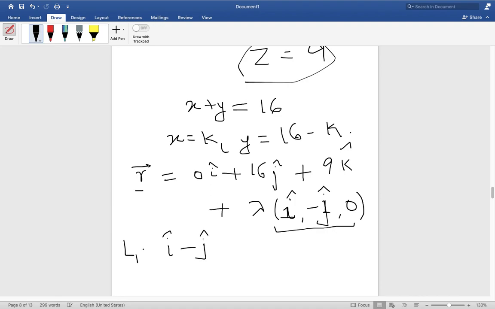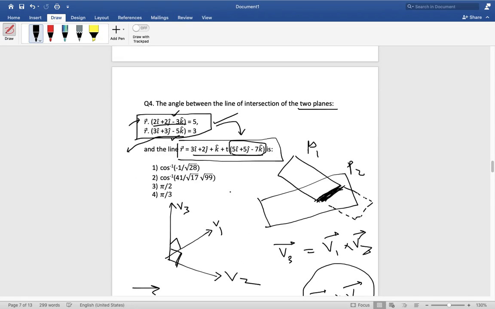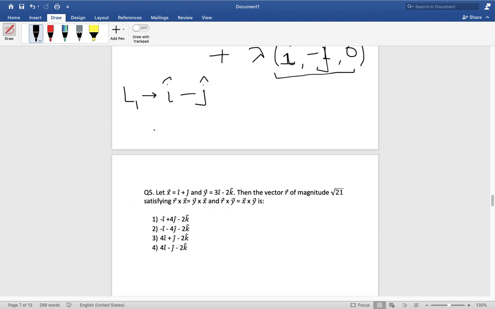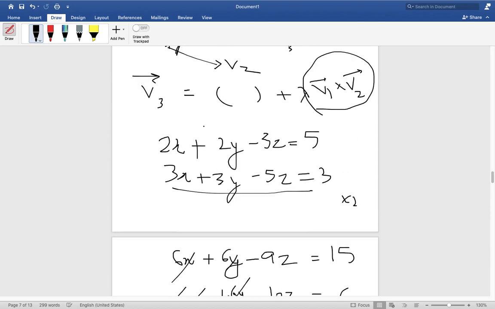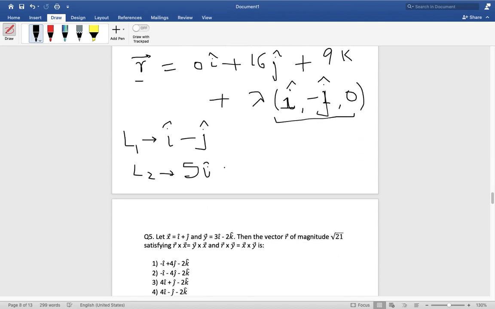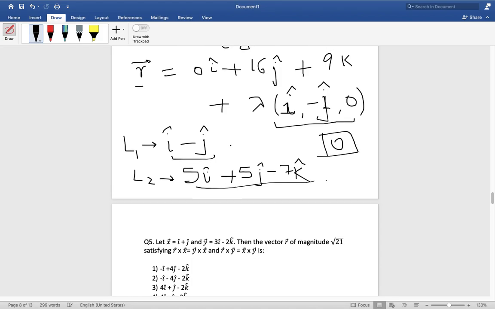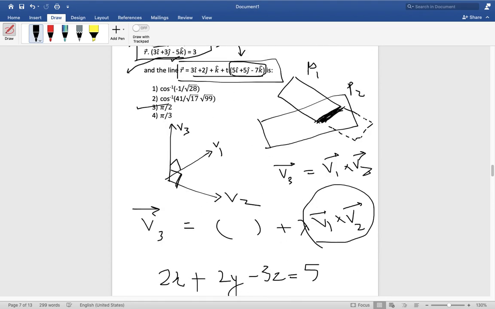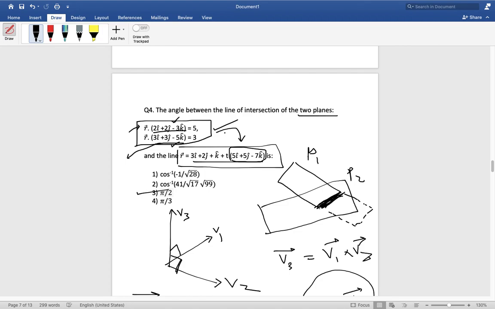This line 1 is parallel to this line, and line 2 is parallel to 5i plus 5j minus 7k. Okay, now when you look at line 1 and line 2, if I take the dot product of these two vectors, you will get what? 5 minus 5 plus 0. 5 minus 5 is 0. So the dot product is 0. That means the angle between the two lines is what? Pi by 2.